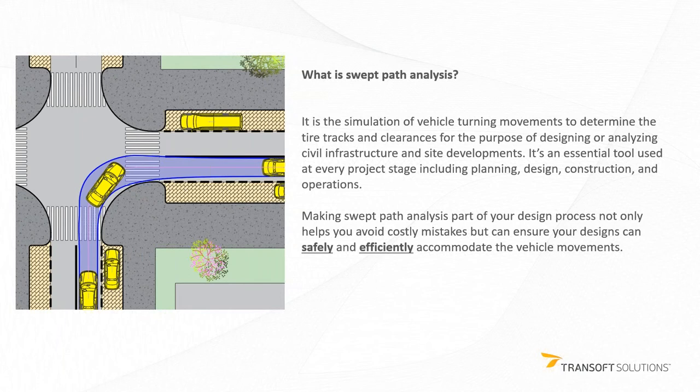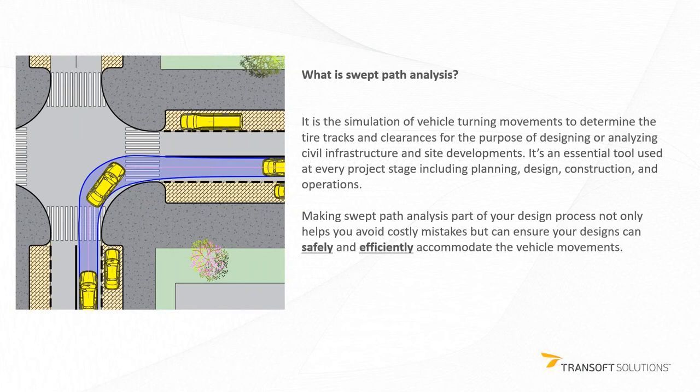Here in this slide, I have an example of an intersection with a passenger car making a right turn. As you can see, the vehicle swept path is drawn for you in blue. You can easily note that there is no issue with the vehicle making a right turn. It's on the same lane, turning to the right, and the intersection looks perfectly okay for a vehicle like this to make a right turn.